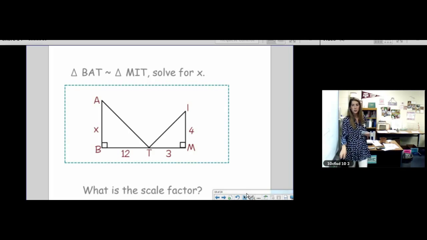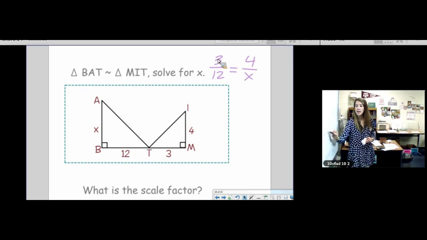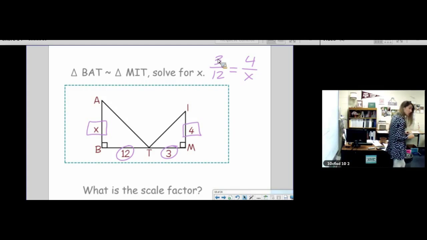Sabian, can you set up a proportion for those kids who are confused? Okay. I'll start you off. 3 is to 12 as 4 is to x. So we did 3 is to 12 as 4 is to x. That's called a proportion. Yes. Good. Cross multiply and divide. Don't say the answer yet.